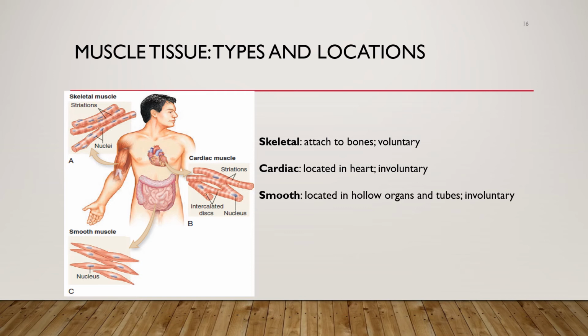Muscle being our next connective tissue. This is defined on page 354, but we know we have different types of muscles: our skeletal muscles, our cardiac muscle, and our smooth muscle.